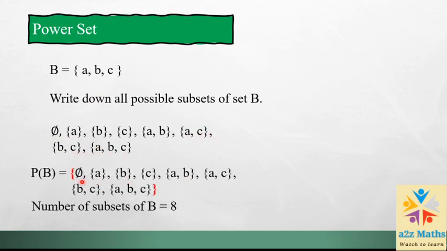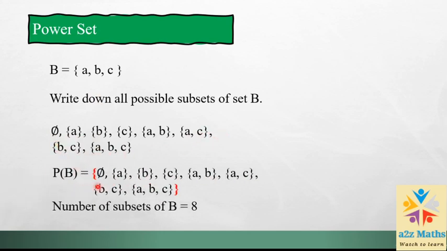Again, if you write all of these together inside a bracket, it will be the power set of set B. And how many elements are there? If you count, these are 1, 2, 3, 4, 5, 6, 7 and 8. And out of these 8, the first 7 are proper subsets, and the last one, the set itself, is improper.